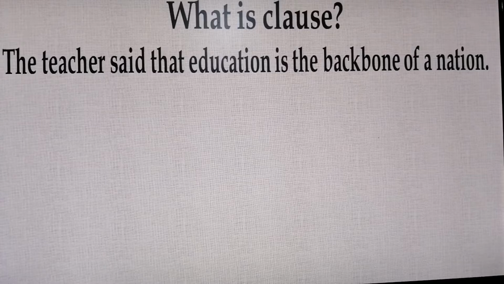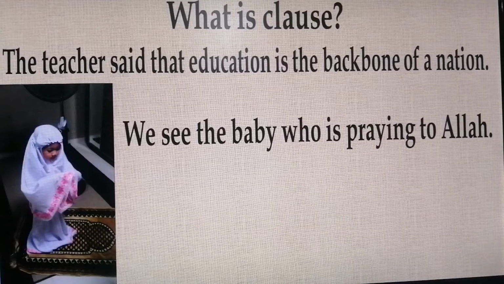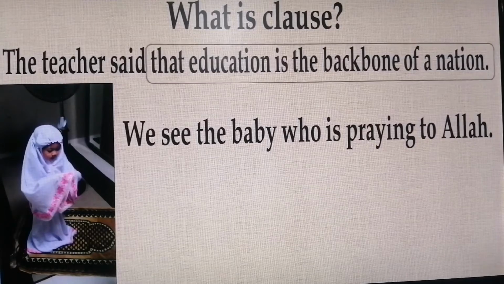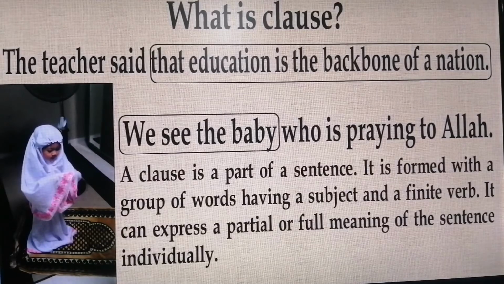Look at the sentence. The teacher said that education is the backbone of a nation. Okay? We see another sentence. We see the baby who is praying to Allah. There are two sentences on the screen. So, what is clause? A clause is a part of a sentence. It is formed with a group of words having a subject and a finite verb. It can express a partial or full meaning of the sentence individually.